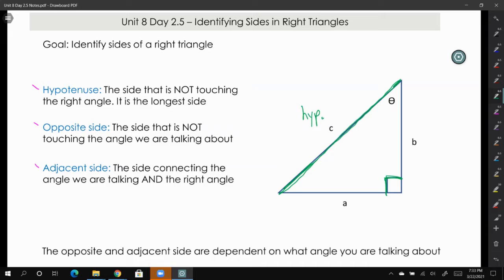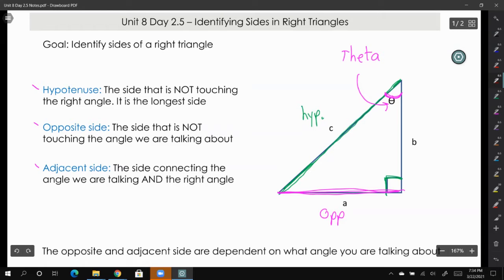The opposite side is the side not touching the angle we're talking about. Well, how do you determine which angle you're talking about? The problem will definitely tell you what angle you're referring to, or you will see this symbol here, and this is the Greek letter theta, which is another way to talk about angles. So if we're referring to this angle right here, this theta, the only side that doesn't touch that is side A right here. So this would be the opposite side.